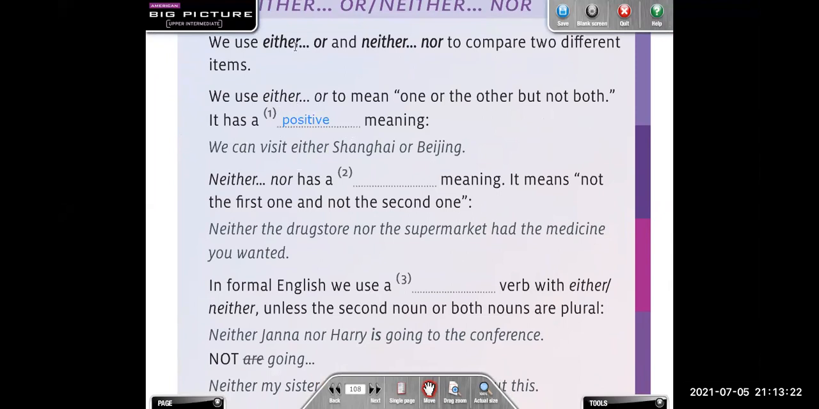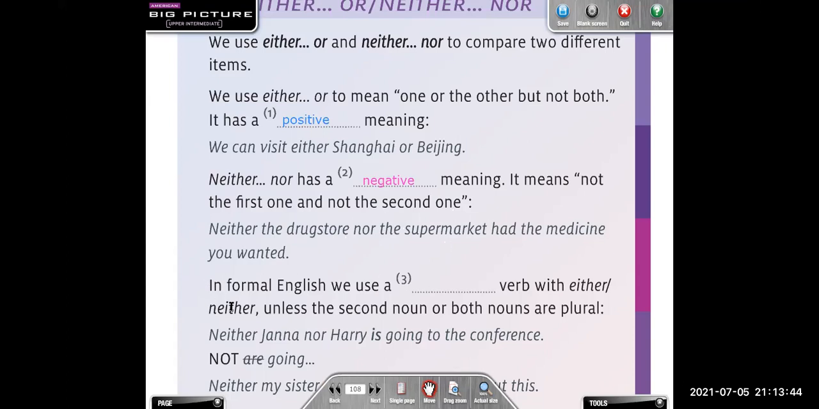Neither/nor has a negative meaning. Negative meaning. It means not the first and not the second one. Okay? So, neither the drugstore nor the supermarket had the medicine you wanted.